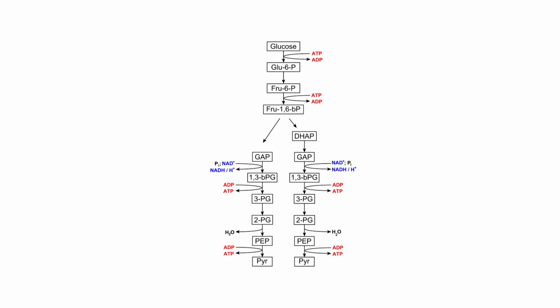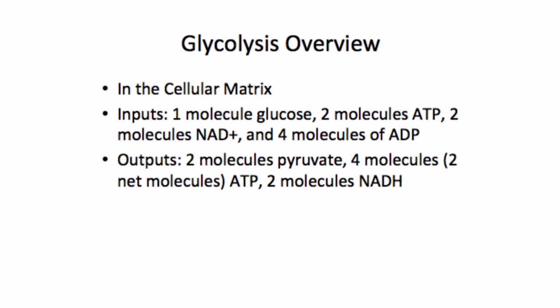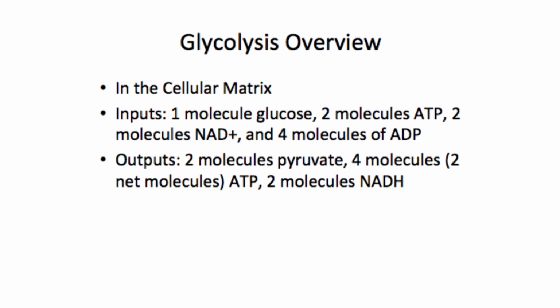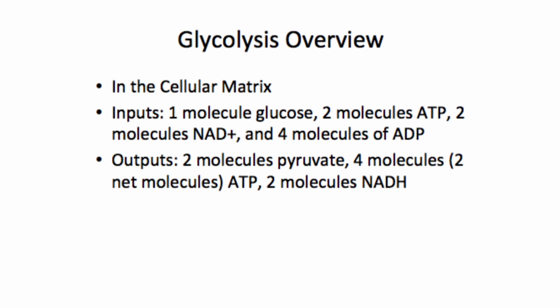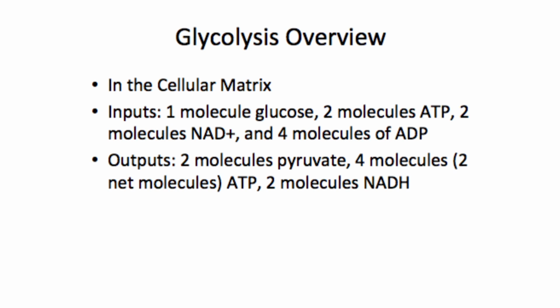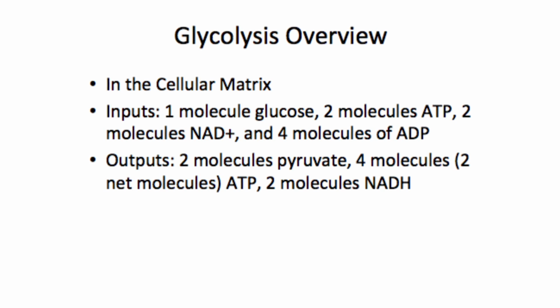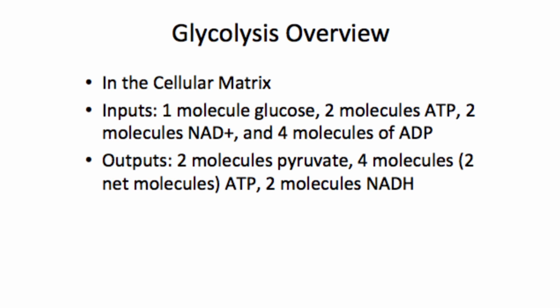The key things to remember about glycolysis are that 1. It takes place in the cytoplasm. 2. The inputs are 1 molecule of glucose, 2 molecules of ATP, 2 molecules of NAD+, and 4 molecules of ADP. And 3. The products are 2 molecules of pyruvate, 4 molecules or 2 net molecules of ATP, and 2 molecules of NADH.